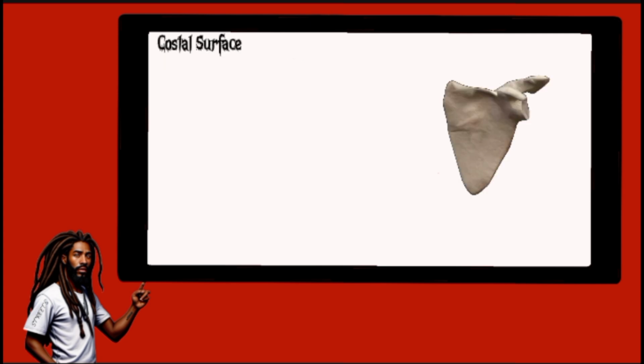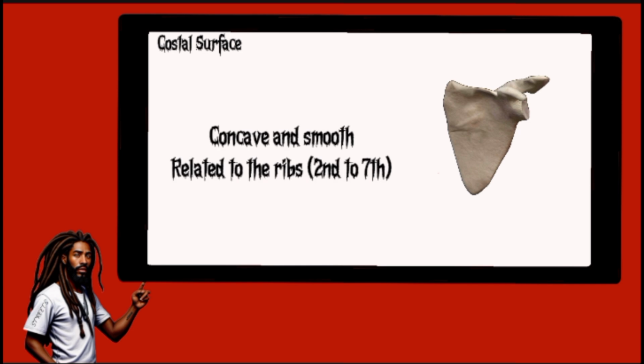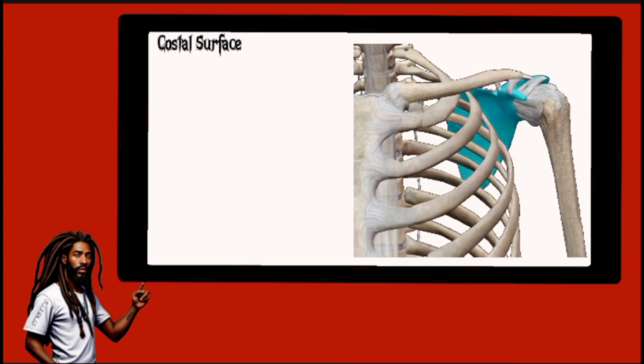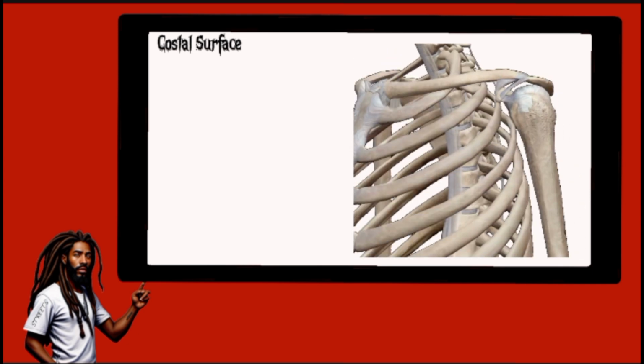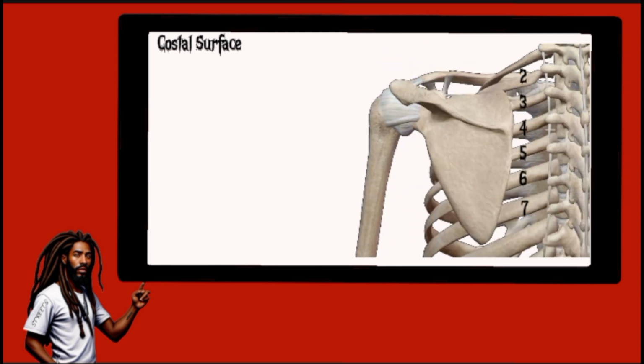Next, we come get the costal surface. Now this surface dey related to the ribs. This surface is related to the ribs. The costal surface is related against the second, third, fourth, fifth, sixth, seventh ribs. You dey see them. This is the second, third, fourth, fifth, sixth, seventh ribs. So it is related against second to seventh rib.